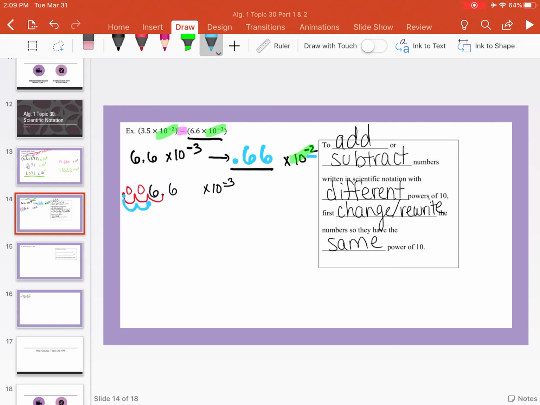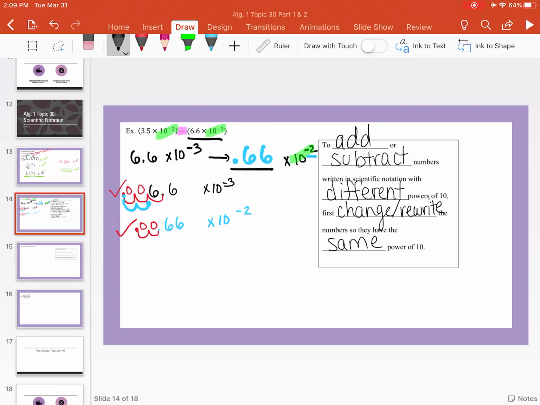And we can double check that. If I have 0.66 times 10 to the negative second power, will that give me the same original answer? Let's try. If I have times 10 to the negative second power, I'm going to move my decimal place over 1, 2 spots, so I get 2 zeros there. And the two quantities match, so I'm all set.